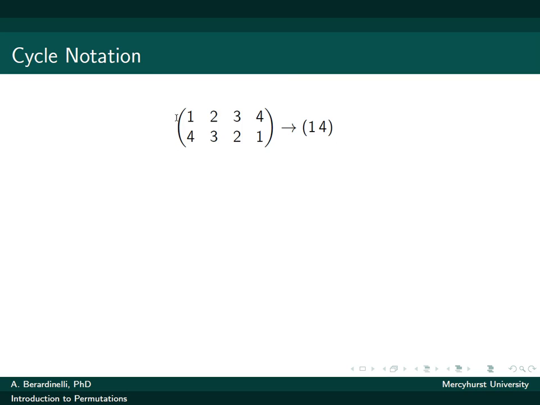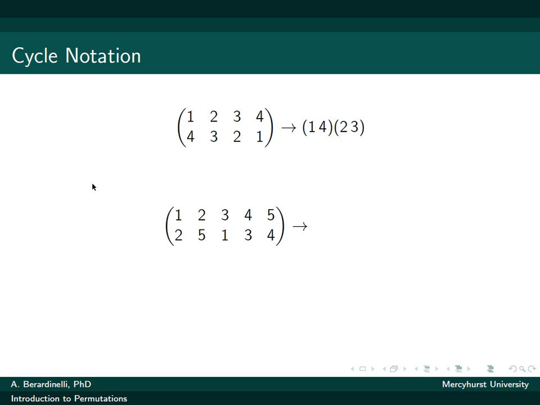But I'm not done because I haven't looked at all of the numbers. So I've looked at 1 and 4, but I haven't looked at 2 and 3 yet. So I need to look at what happens, say, to 2. So I'll start the next cycle at 2. Well, where does 2 go? Below the 2 in two-row notation is a 3, so 2 goes to 3. And then where does 3 go? Back to 2, which is where my cycle started. So I end my cycle. And since that's all of the numbers in this permutation, that's all of the cycles. The cycle 1, 4, and the cycle 2, 3.